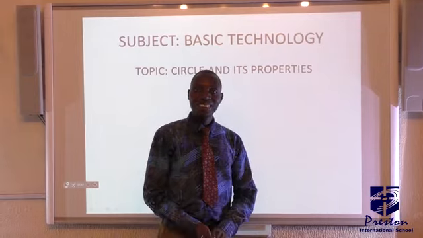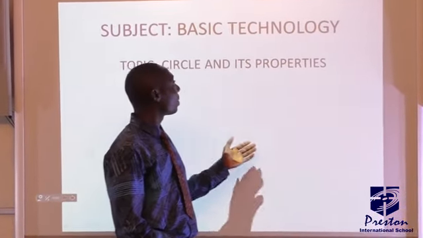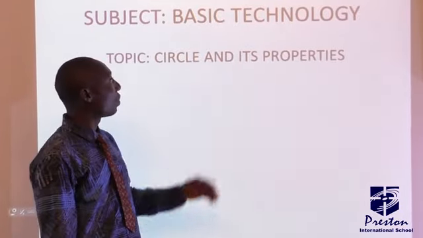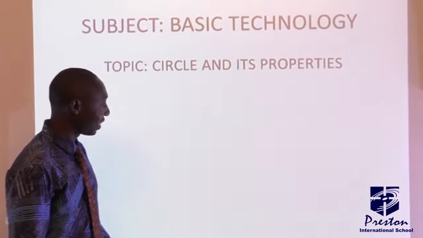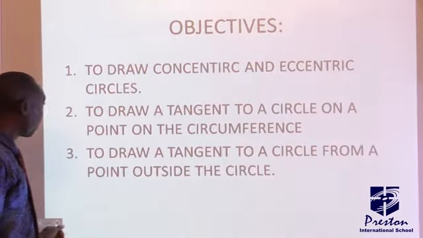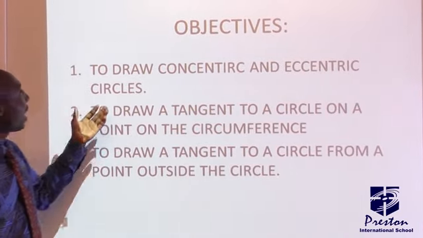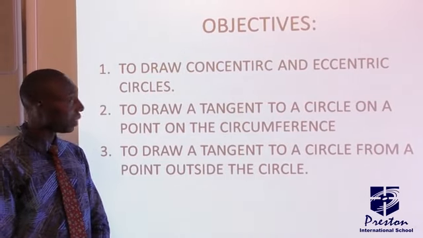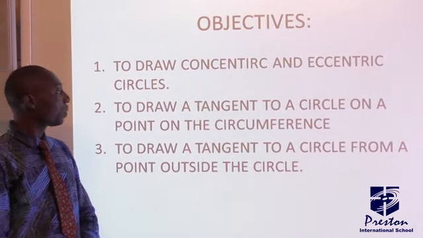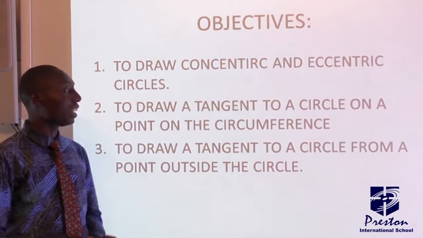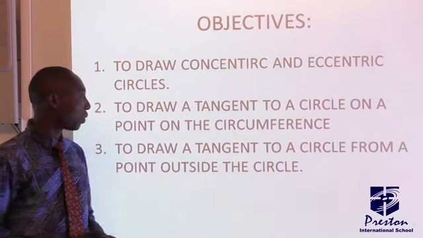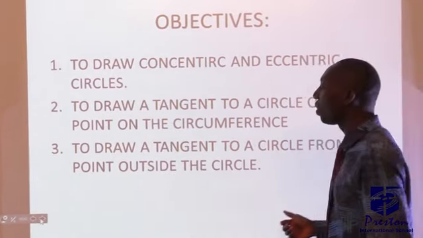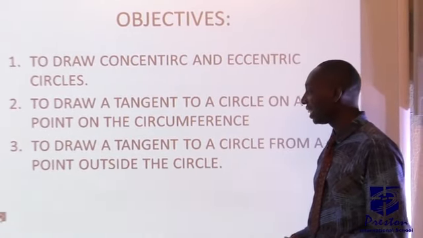Good afternoon, students. Today, we want to continue on our topic, circle and its property. Today, we are going to learn how to draw concentric and eccentric circles. Second, we are going to look at how to draw a tangent to a circle. And the third one is how to draw a tangent to a circle from a point outside a circle.